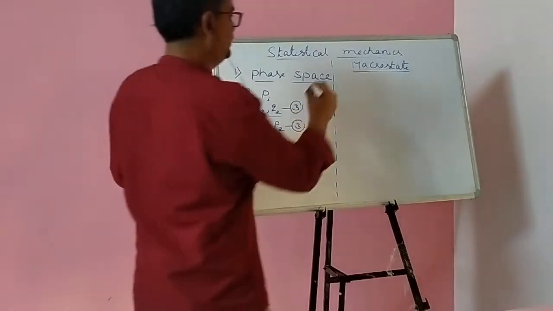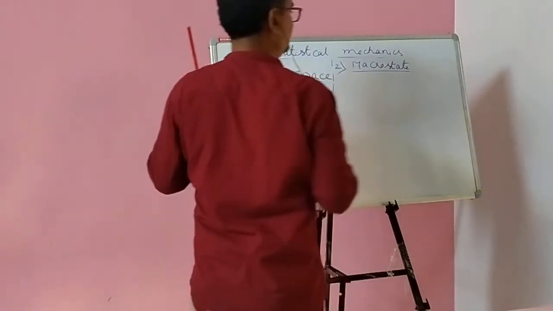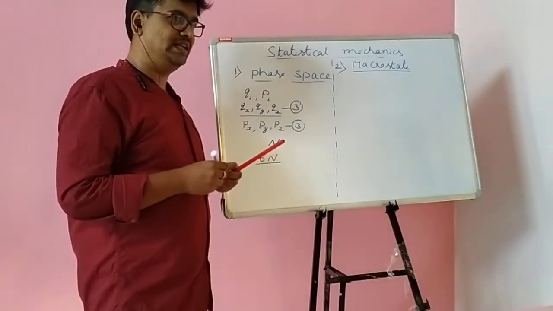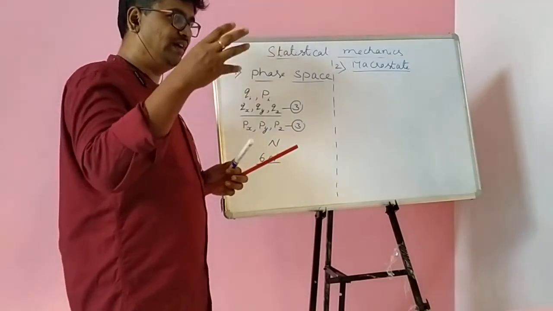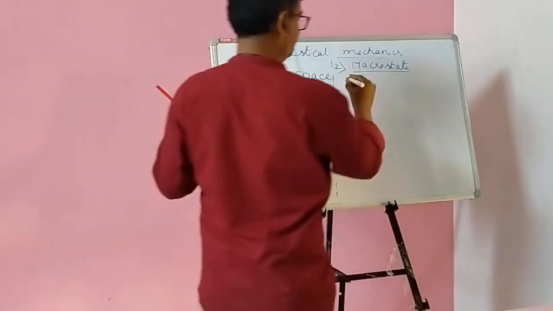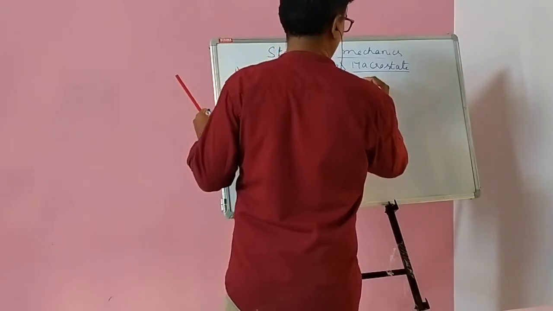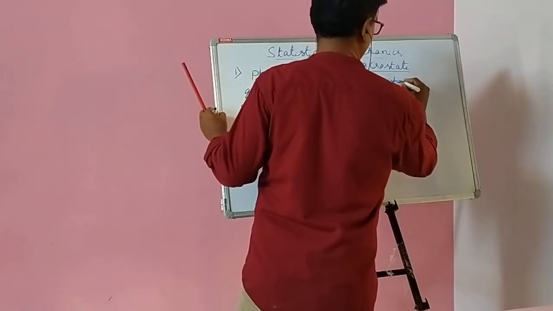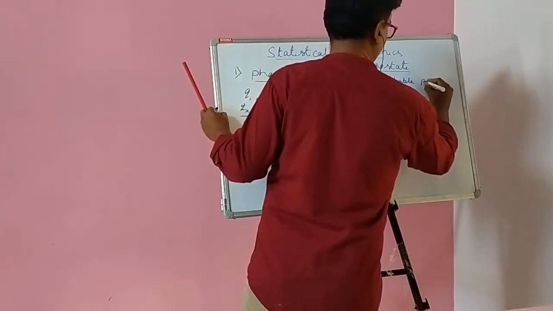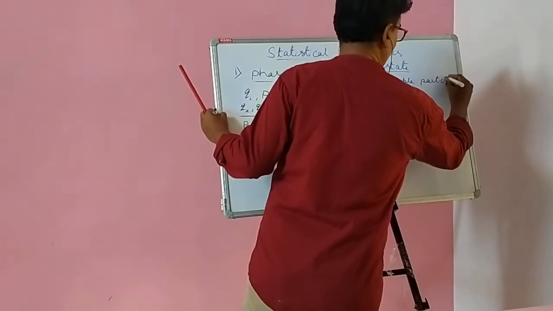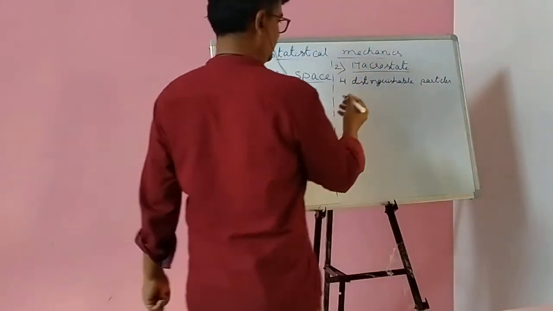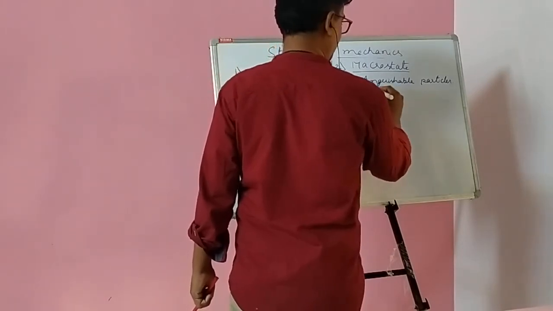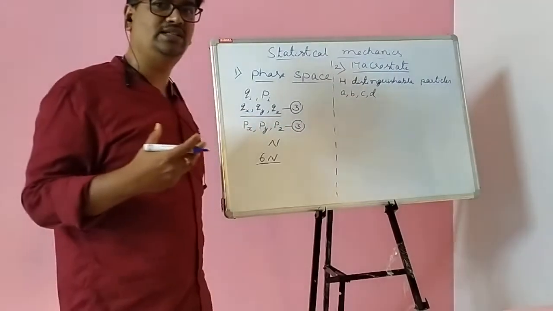So the second definition I am looking at is what a macrostate is. After that I will go for microstate. Macrostate means, suppose I have 4 distinguishable particles. For simplicity I'll take A, B, C, D as the 4 distinguishable particles.